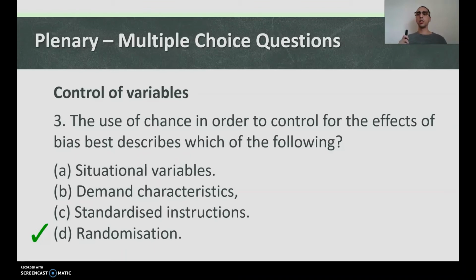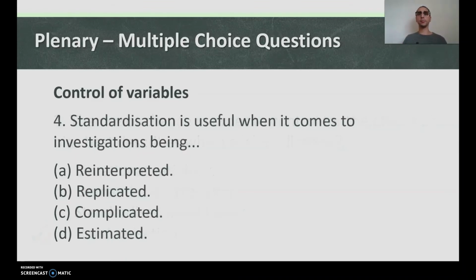Chance, control, and bias. Number 4. Standardization is useful when it comes to investigations being what? A, reinterpreted. B, replicated. C, complicated. Or D, estimated. I did talk about this a little bit earlier. It is B, replicated.